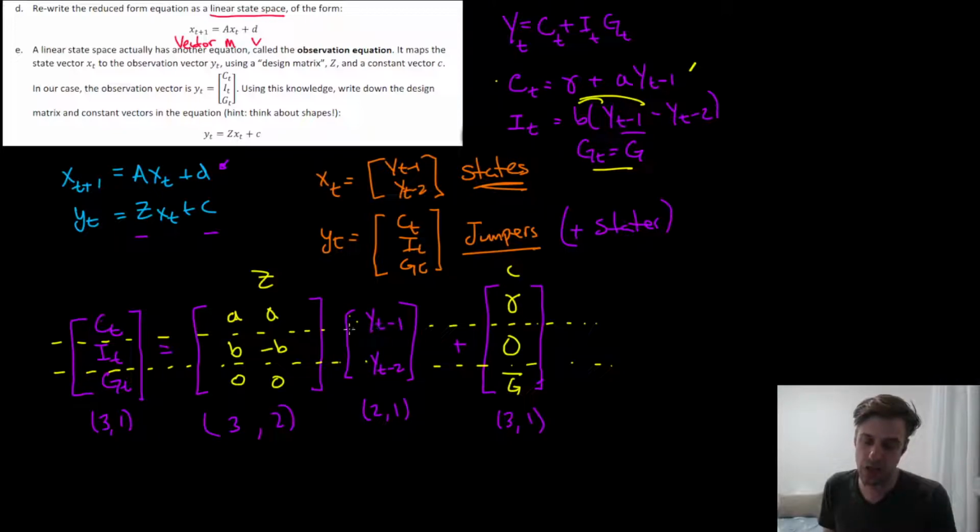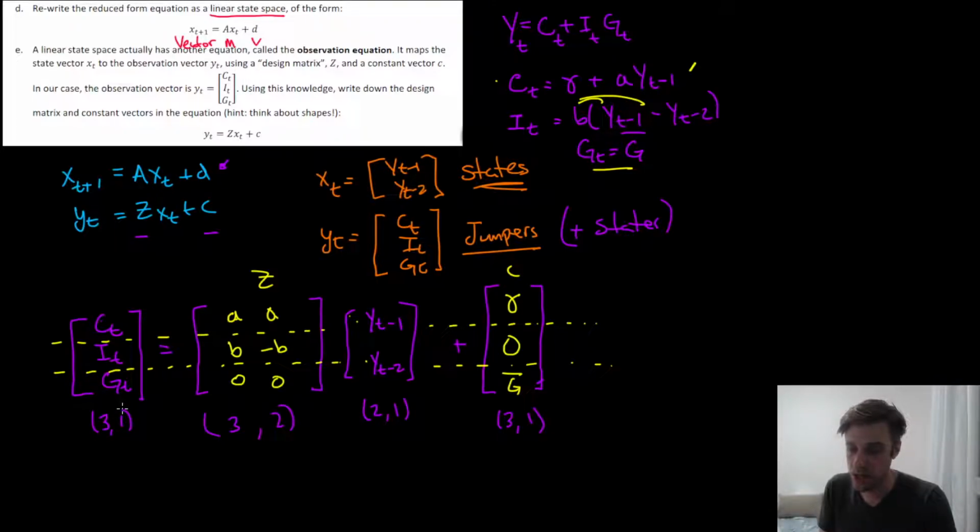We do B times YT minus 1 minus B times YT minus 2 and add them. We get B times YT minus 1 minus YT minus 2. We add 0, we get the IT equation. And for GT, we just add G bar. Now you're done. This is the answer to E.